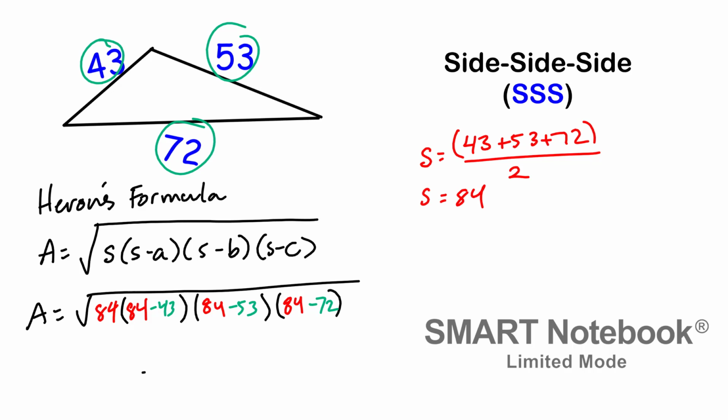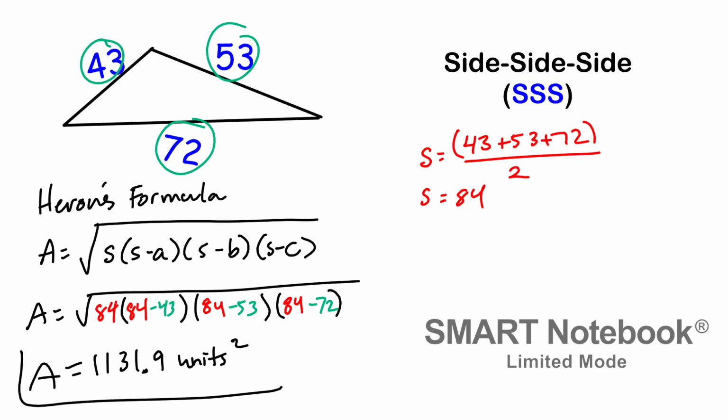So our area is going to equal 1,131.9 units squared. That's it. Easy peasy, right? So anytime you've got a triangle with three sides, you can go ahead and use this Heron's formula. Let's go ahead and take a look at another example.